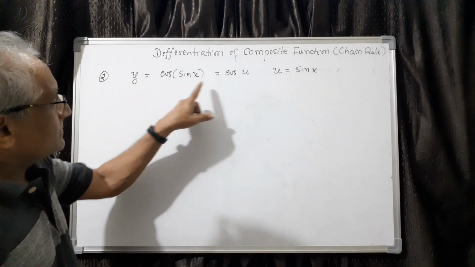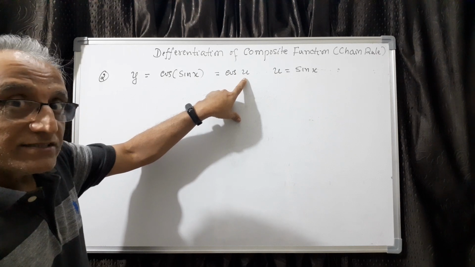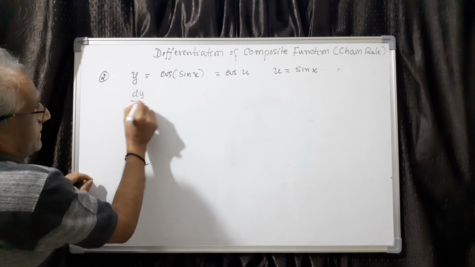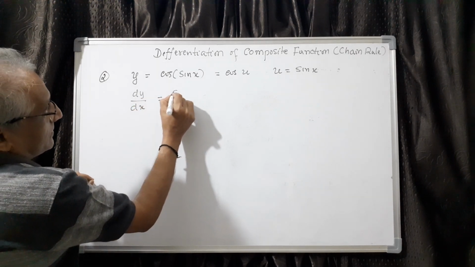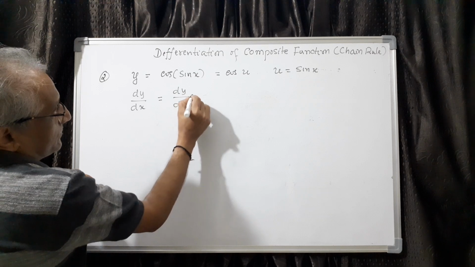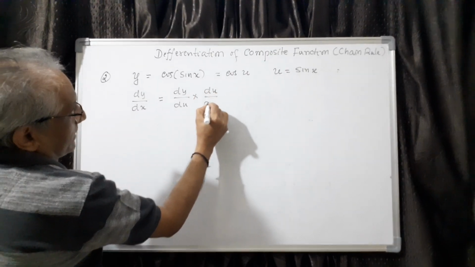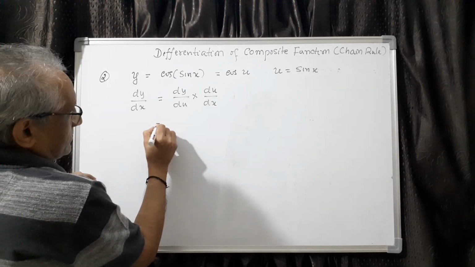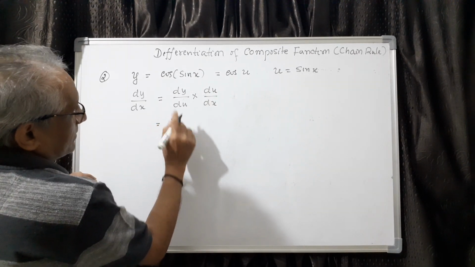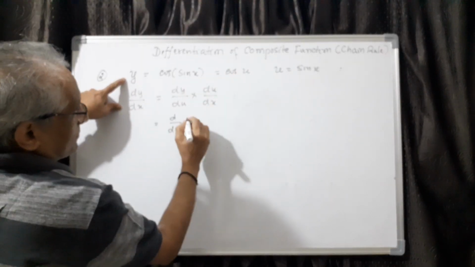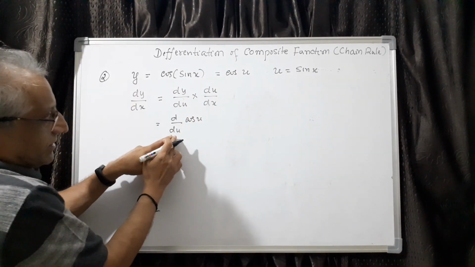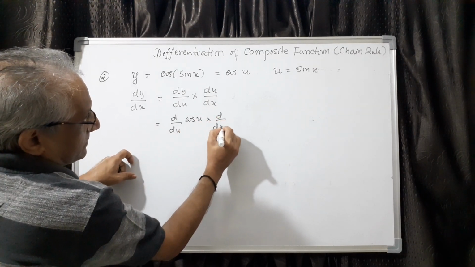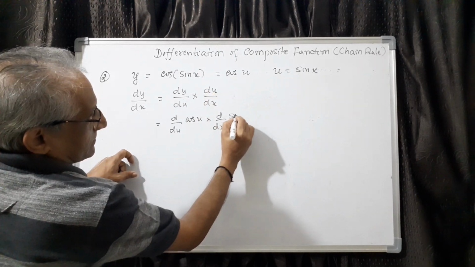So now you see y is expressed in terms of u, so it is a function of u, we can differentiate with respect to u. Therefore the chain rule is dy by dx equal to dy by du into du by dx. Of course you can write here chain rule, then substitute. So here you can substitute first d by du of y, y is cos u, therefore it is cos u, and you should always check, if it is u here it should be in terms of u only, into d by dx of u, u is sin x, so sin x.